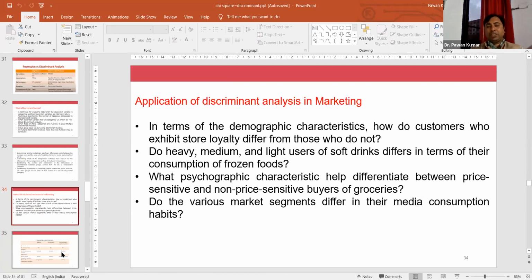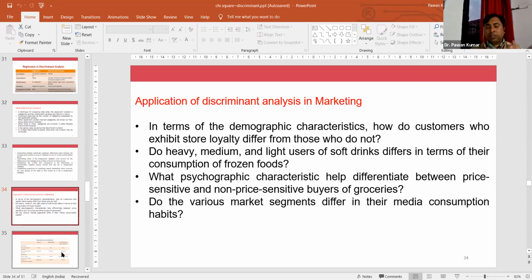So what is the application of discriminant analysis in marketing? Let's say you are a marketing professor teaching discriminant analysis to researchers. If a researcher asks, sir, what is the application of discriminant analysis in marketing, how can researchers help the industry? First of all, suppose you have a store and you would like to examine whether your customer is highly loyal or not loyal to your shop or store.